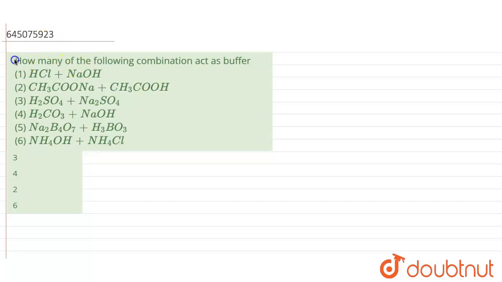Hello everyone. So in this question it is given that how many of the following combinations act as a buffer. So from these, 6 combinations are given, and we need to find out which ones will act as a buffer.